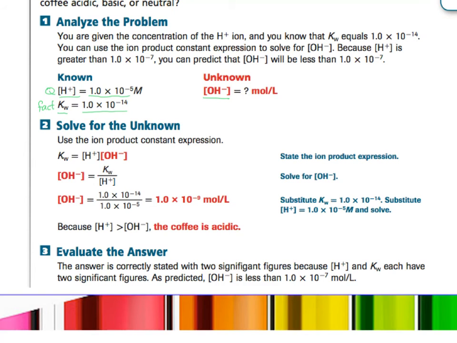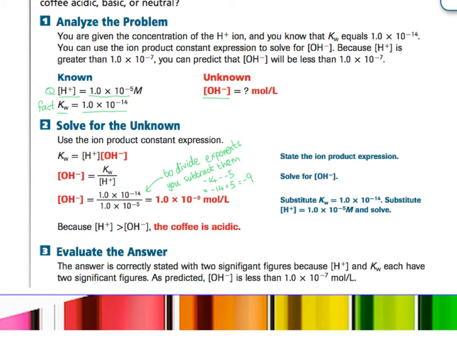The equation that we know linking Kw with H plus and OH minus is that Kw is equal to H plus multiplied by OH minus. So if we rearrange this, OH minus is equal to Kw divided by H plus. So if we put the numbers in that we know, we end up with Kw as 1 times 10 to the minus 14 divided by H plus, which is 1 times 10 to the minus 5.